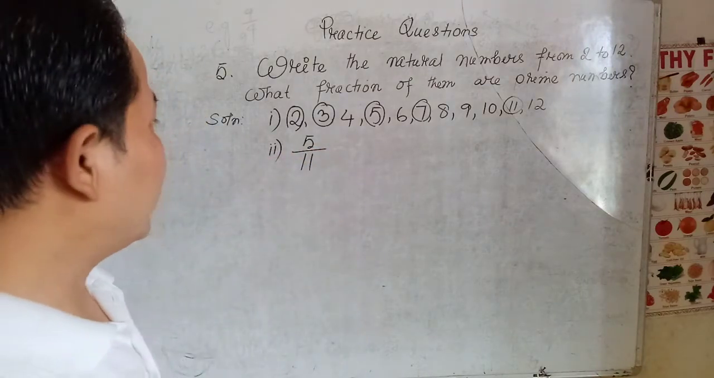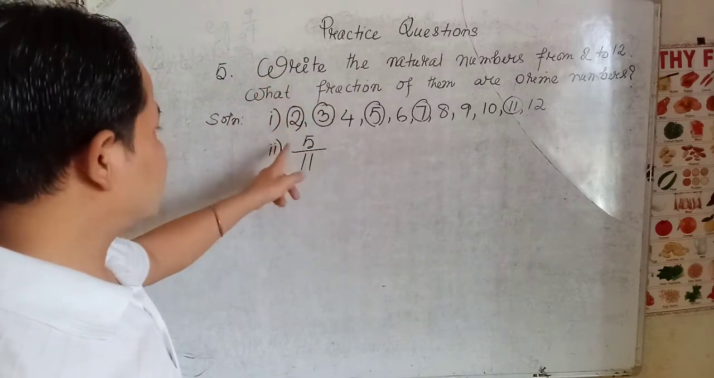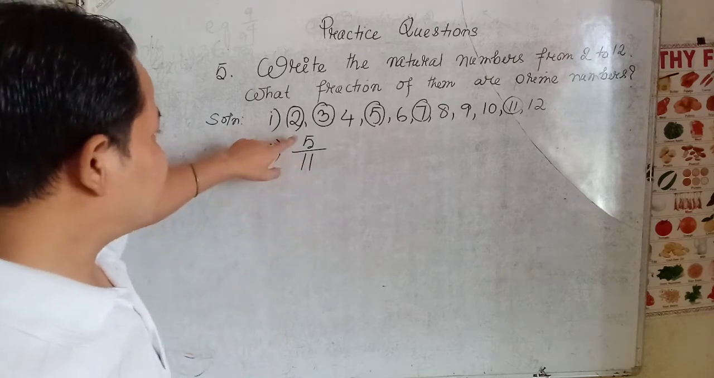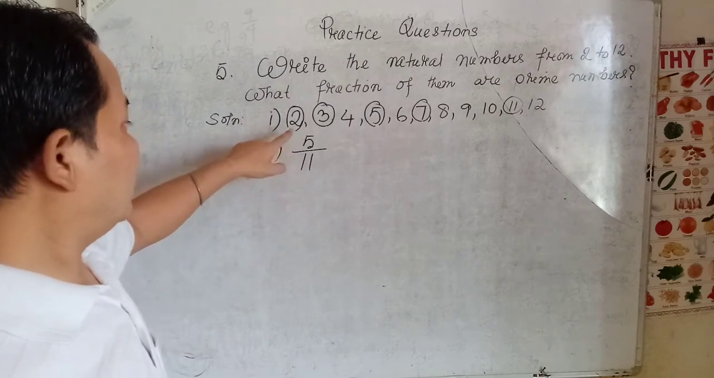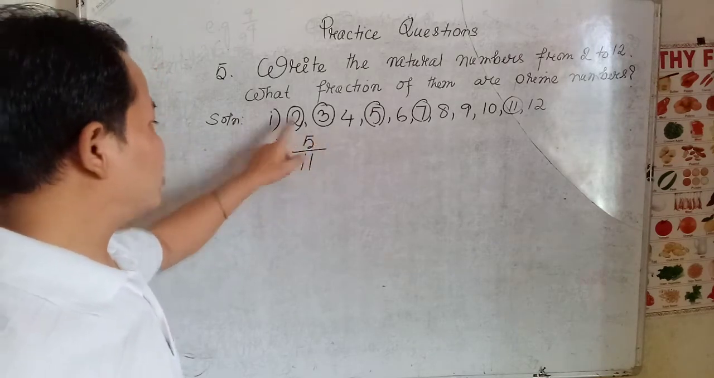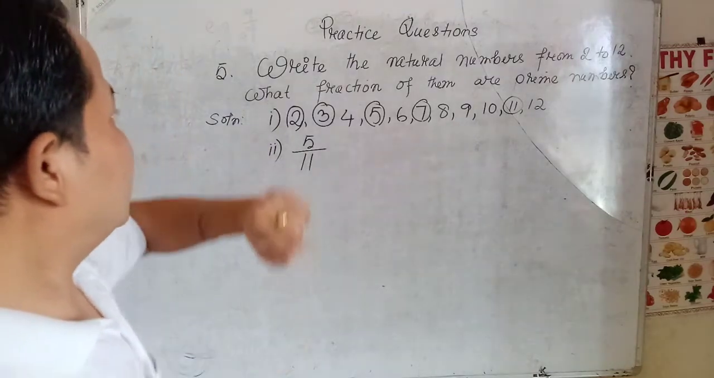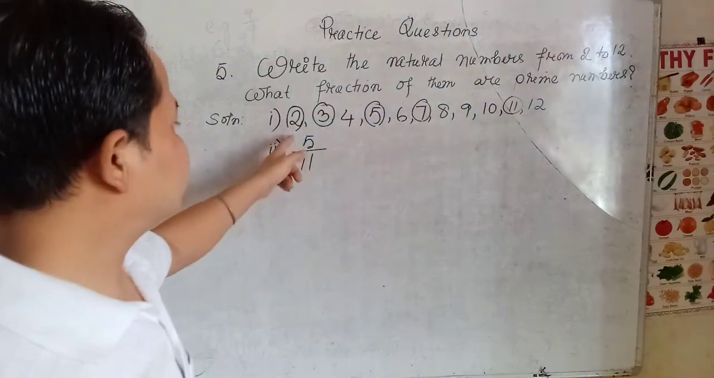So now we have got the right answer. The required answer is 5 by 11. That means 5 is the numerator and 11 is the denominator. Here the numerator is less than the denominator. That's why the name of the fraction is proper fraction. That means the required fraction is the proper fraction, that is 5 by 11.